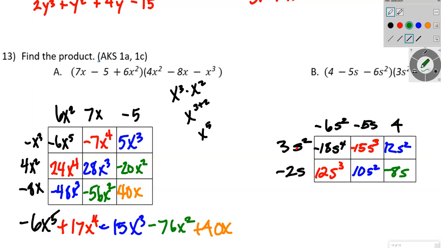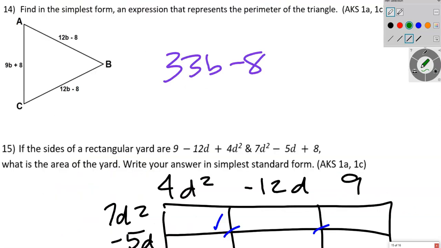So here we go, combining our like terms again. So we got our negative 18s to the fourth. 12 minus 15 is going to be minus 3s to the third. 10 plus 12 is going to be 22, 22s squared. And then we got our negative 8s left. Okay? Watch for this: if you do this in descending order, then you can always find your like terms in the diagonal if you write the problem in descending order.